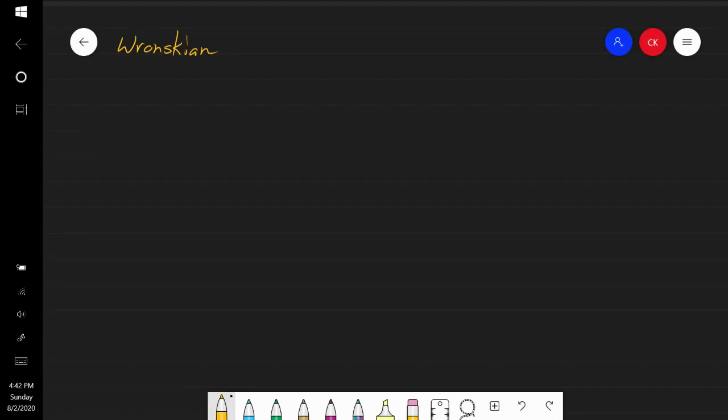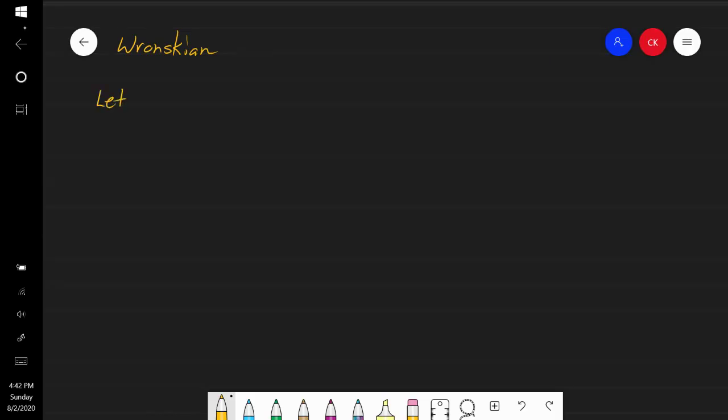In the last part of this lesson, what we wish to do is extend the concept of linear independence to functions. In other words, we want to develop a test for linear independence when we're looking at a list of functions. And the way that we can do that is by using what's called the Wronskian.